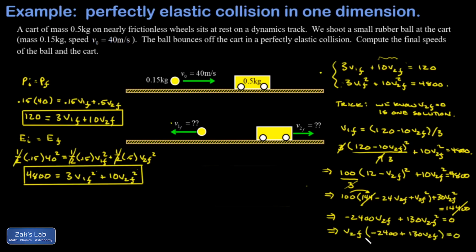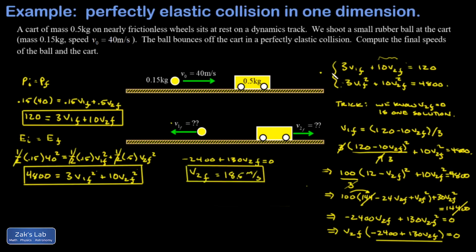Well, one solution to this is when v2 final is equal to 0, because again, momentum and kinetic energy can be conserved if the collision never occurs. With v2 final 0, v1 final is equal to the initial velocity. That's not the one we're interested in. We're interested in the second solution, found by setting that second factor equal to 0. So I add 2,400 on both sides, divide by 130, and I've got my answer for v2 final. And I get 18.5 meters per second for v2 final.